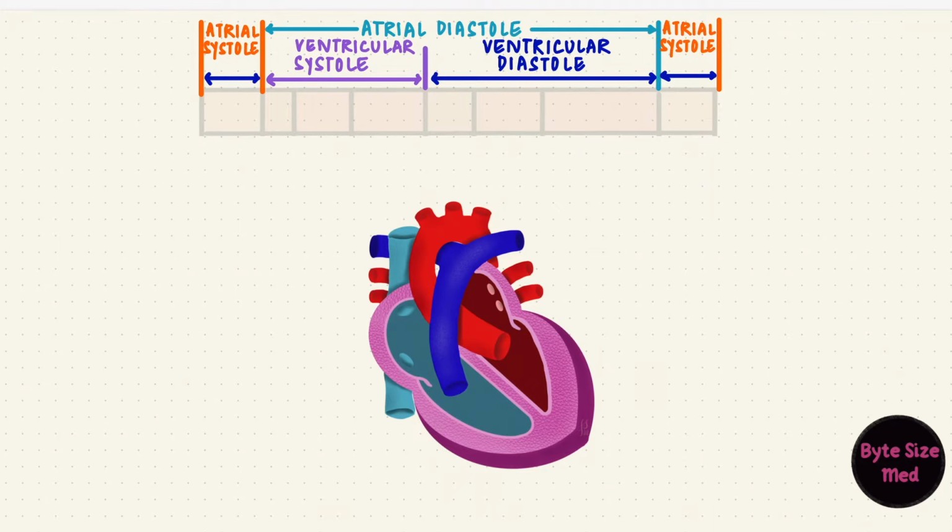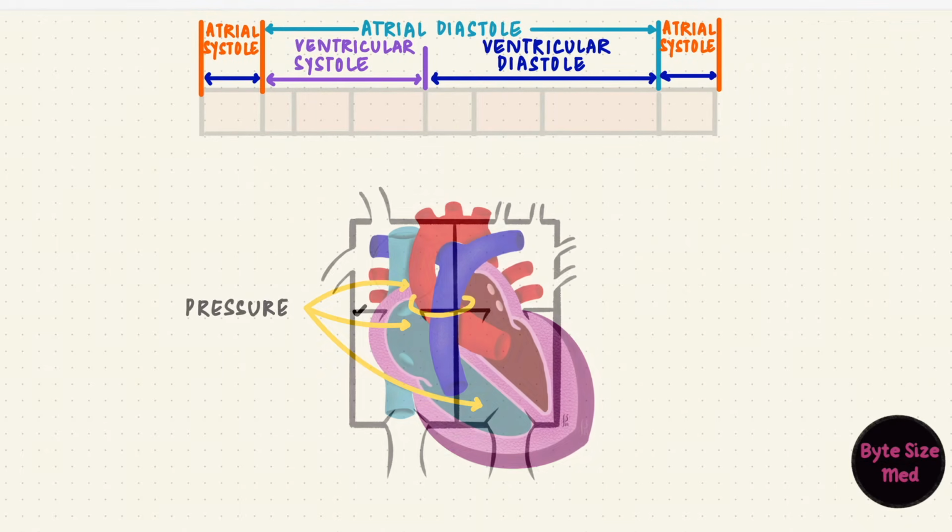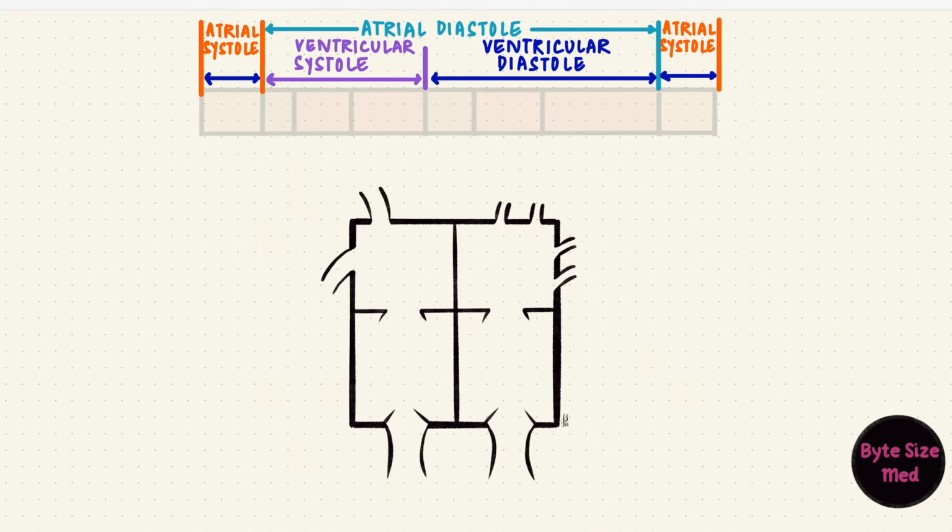During this cycle, there are volume and pressure changes. The pressure changes happen in the atria, the ventricles, and these two big vessels. In this video, we're going to be looking at the atria. This is my schematic heart, and I'm going to be using this to explain some of the changes. It's got 4 chambers, the right and left atria, and the right and left ventricles.